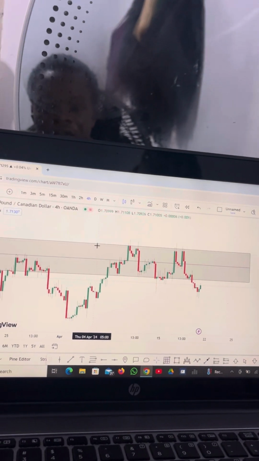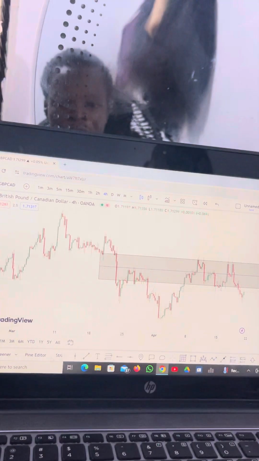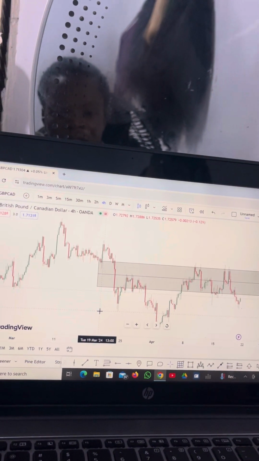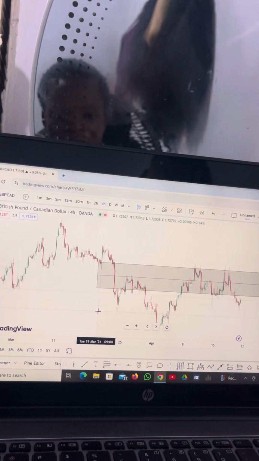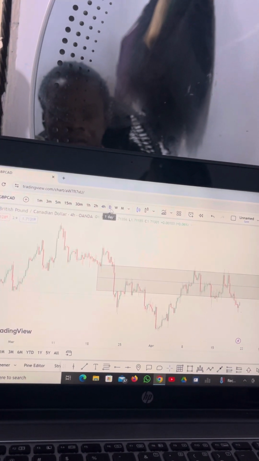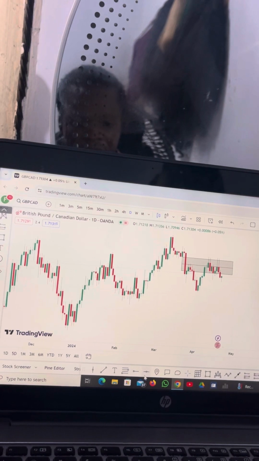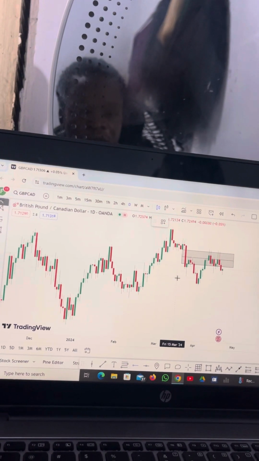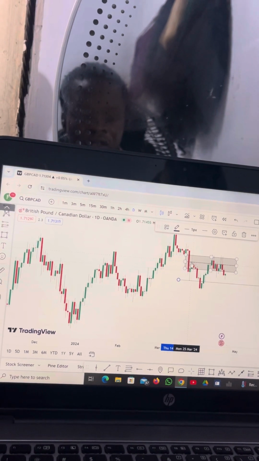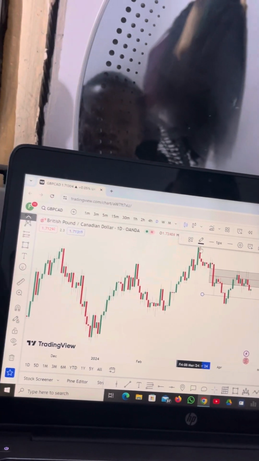This is the 4-hour time frame. That's it, right? So this is what my point of interest is. This is where I'm targeting. Okay, this is my point of interest. So I have to mark it out. Mark out my point of interest. That is where I'm targeting to sweep liquidity.